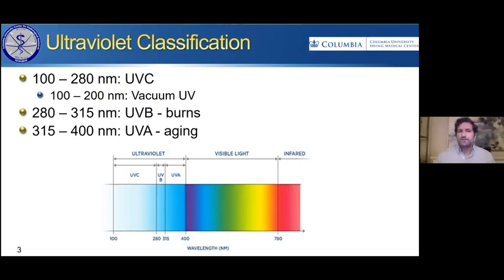Progressing on to longer wavelengths, such as from 280 to 315 or 315 to 400, those are classified as UVB or UVA respectively. An easy way to remember UVB is that it's associated with burns, B for burns, and UVA is associated with aging effects.